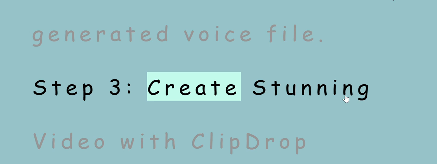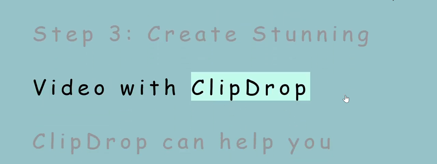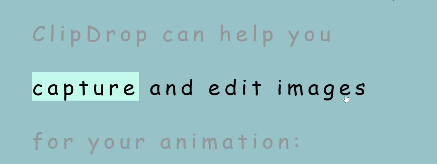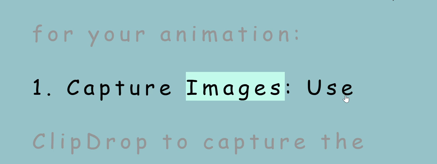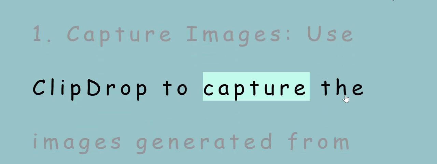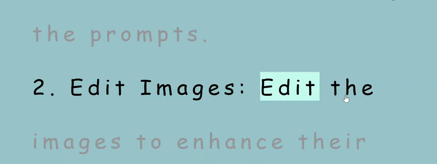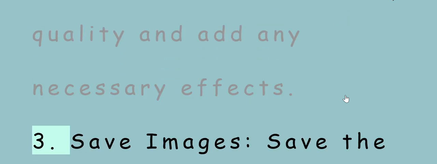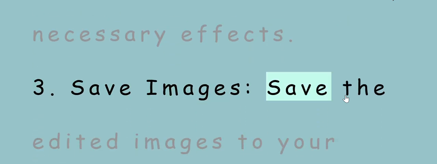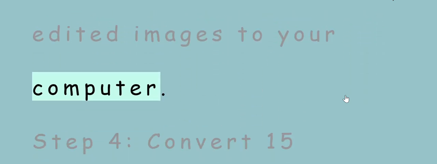Step 3. Create stunning video with ClipDrop. ClipDrop can help you capture and edit images for your animation. 1. Capture images. Use ClipDrop to capture the images generated from the prompts. 2. Edit images. Edit the images to enhance their quality and add any necessary effects. 3. Save images. Save the edited images to your computer.